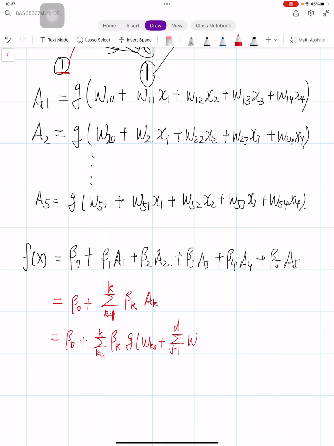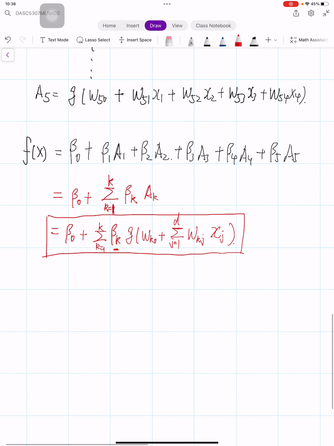omega is transformed to kth node. So kth node is transformed from j's feature and multiplied by xj. Okay, so this math notation represents the neural network with one hidden layer.